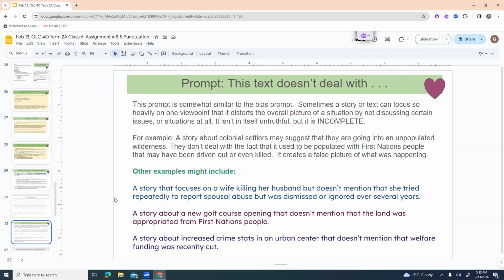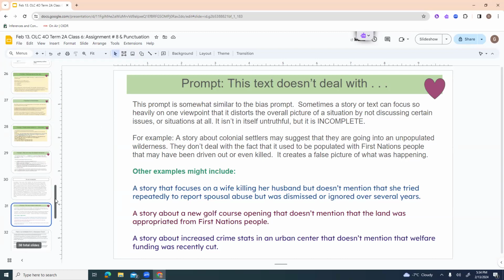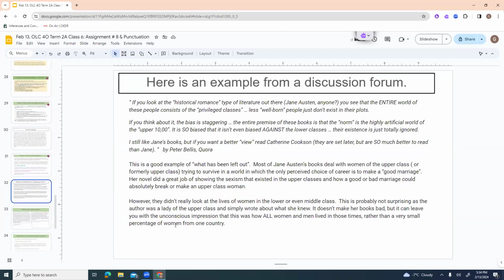And I'm concerned about the fact that they're not discussing it because I think that we would get a clearer picture. So when you're reading this novel, you may feel that too. And in this case, chapter 1, maybe there's things that you feel like should have been discussed that aren't being discussed in that chapter. Here's an example from a discussion forum, and they're talking about Jane Austen's books.